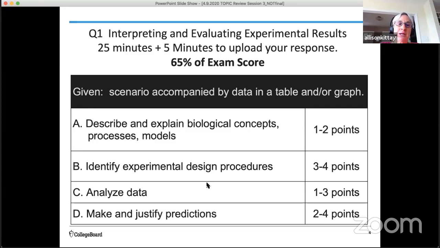In this question, you will be given a scenario that will be accompanied by data in either a table or a graph, and you'll be asked to do 4 different things with this scenario. And this is where the task verbs that we've been talking about in all of our lessons come into play. So in this case, in the first part, you're going to be asked to describe and explain biological concepts, processes, or models. In the second part, you'll be asked to identify experimental design procedures. In the third part, you'll be asked to analyze data. And in the fourth part, you'll be asked to make and justify predictions. And you can see how those points are distributed in the far right column.